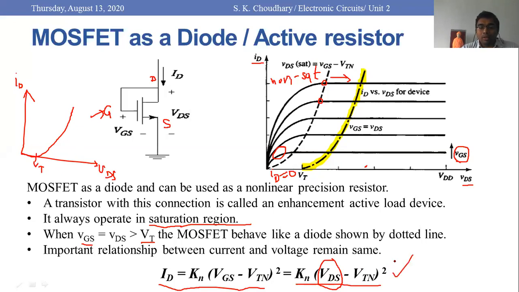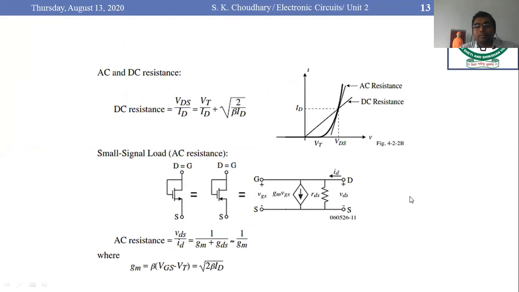Okay. Now, how can we use this particular structure? We use this as an active resistor or loading device. So if you remember the previous structure of the inverter, where the MOSFET is a driver and the resistor is a load device, now that load device could be replaced by this MOS as a diode structure. So first of all, we have to see what is the resistance offered by this structure, MOSFET as a diode.